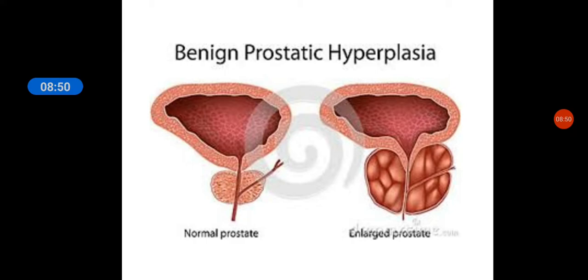Okay, so what happens in benign prostatic hyperplasia? This is usually common in middle-aged to elderly men. Okay, it is that transition. So what happens? Because of the excess testosterone stimulation, the prostate starts enlarging in size. So when it enlarges, it will kink the urethra. So you should remember that all the symptoms will be because of the kinking of the urethra.